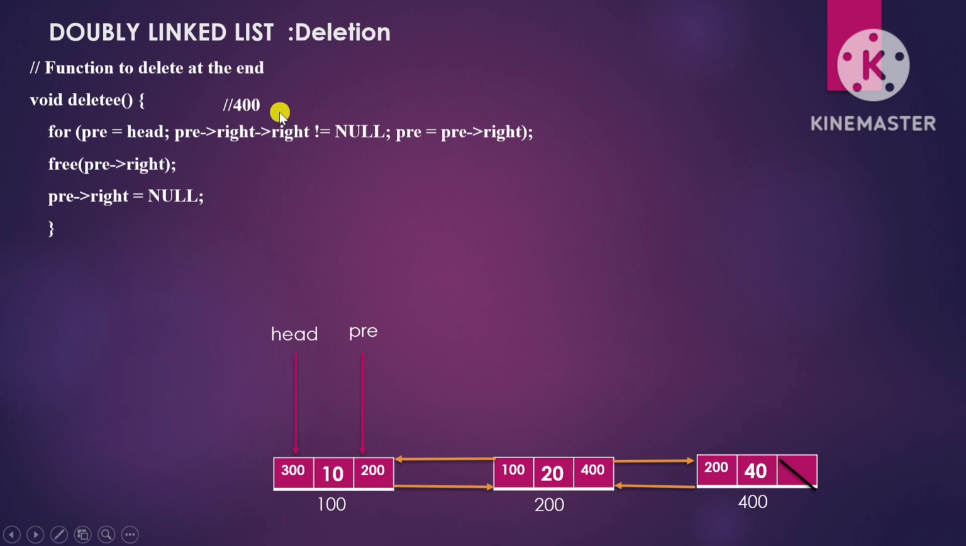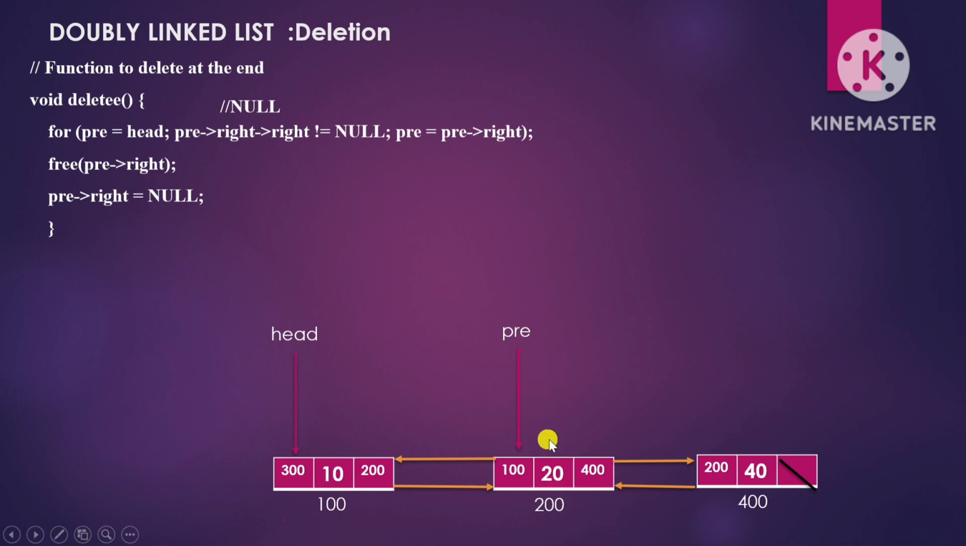So 400 value is not equal to null. So pre equal to pre right. Pre வந்து 100, pre right வந்து 200. So now pre also 200. இங்க pre வந்து 200 வந்துருச்சு. So pre right நல்லா check பண்றோம். Pre right வந்து 400. மறுபடியும் right வந்து null equal to null. So இந்த loop ஐ விட்டு வெளியே வந்தாச்சு. இந்த loop ஐ விட்டு வெளியே வந்த பிறகு free pre right.